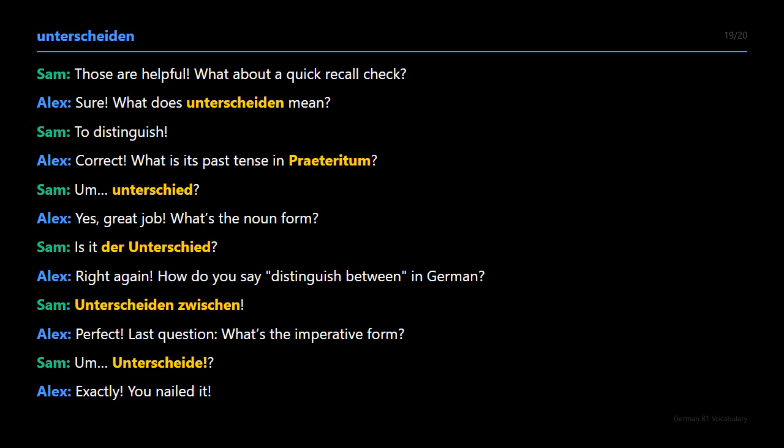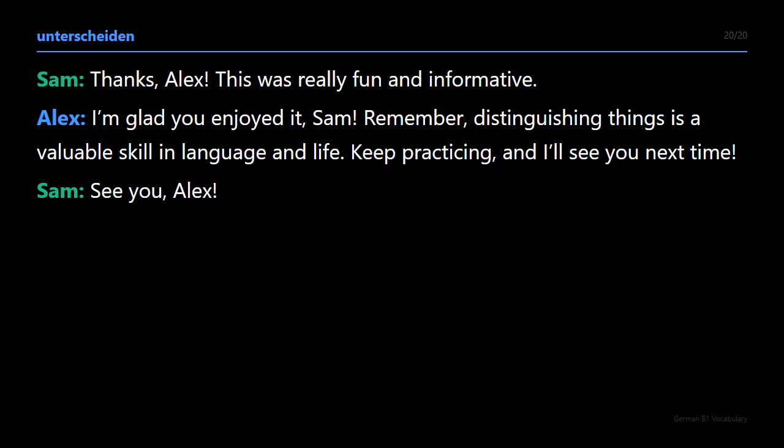Right again. How do you say distinguish between in German? Unterscheiden zwischen. Perfect. Last question, what's the imperative form? Unterscheide. Exactly. You nailed it.